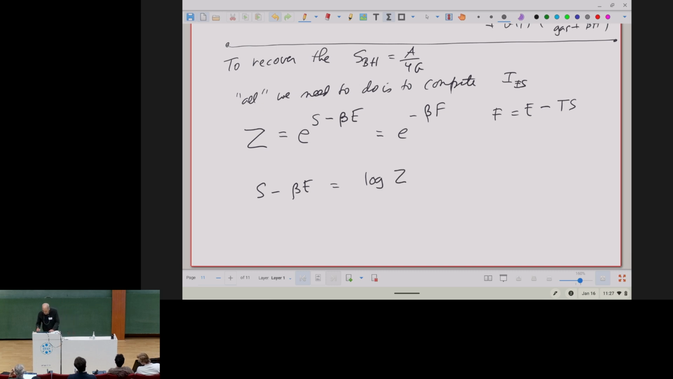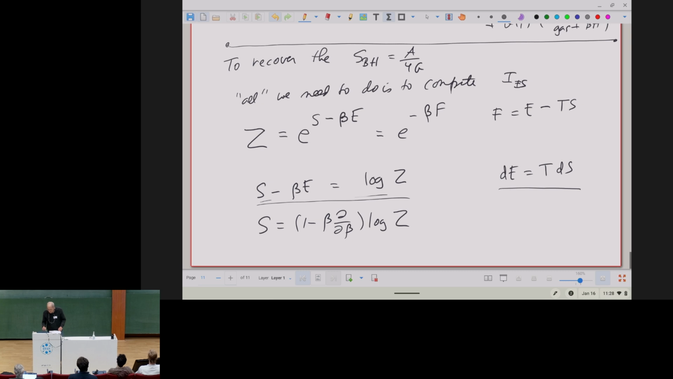And if you use the first law, dE equals T dS, you discover a well-known formula, where I always have trouble remembering the sign, which says that S is (1 minus beta d by d beta) of log Z. So if you take this relation, but you also know this one, then differentiating, you'll discover this formula for S in terms of log Z.